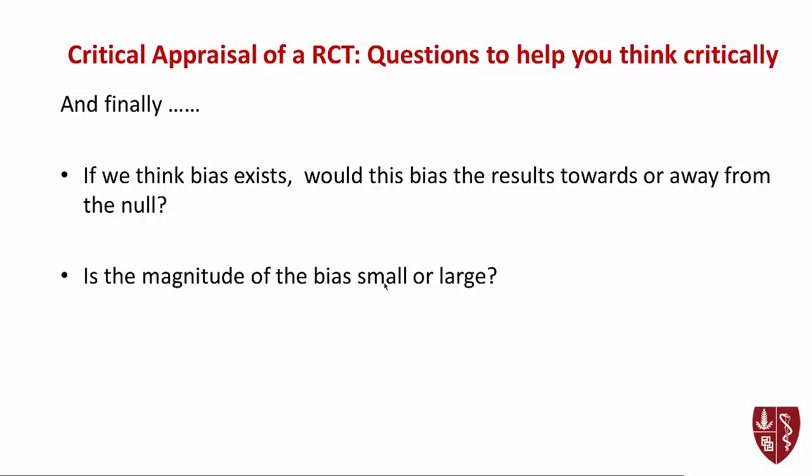If it's small and if it's towards the null and you're still seeing an effect, we usually will not worry about that because it would still leave us with the inference that the exposure is associated with the outcome, or in the context of an RCT, that the intervention is having a beneficial effect on the outcome. On the other hand, if the bias is large, and particularly if it biases the results away from the null, you're worried that you may have overestimated the effect. By we, I mean the study authors and researchers, and perhaps it may be possible that this effect actually does not exist.